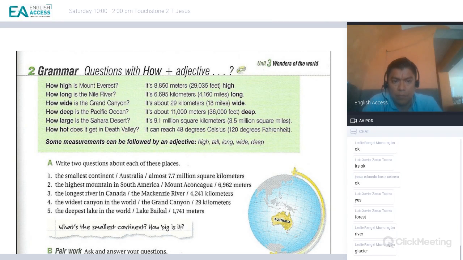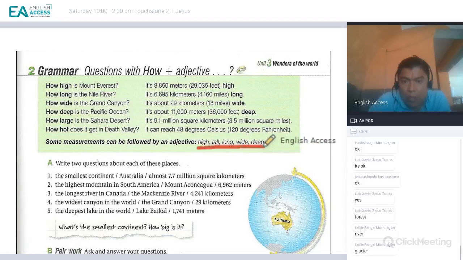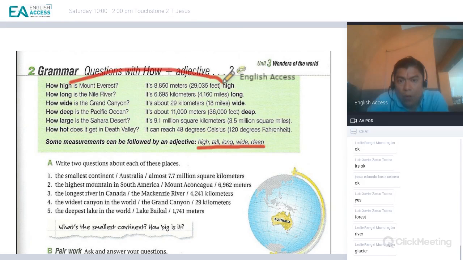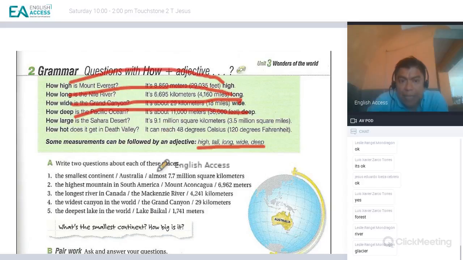Some measurements can be followed by an adjective. High, tall, long, wide, deep. All right, guys. So let's check this. Look, when we have the adjectives high, tall, long, wide, and deep, we use it again in our answer. Okay, long, wide, and deep. Okay. And the same is with tall.